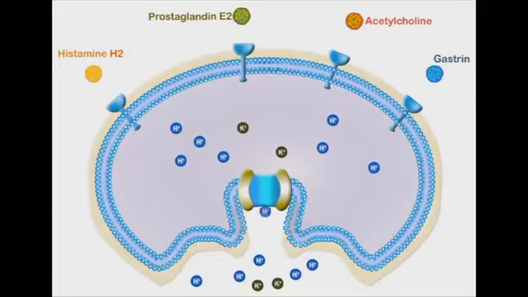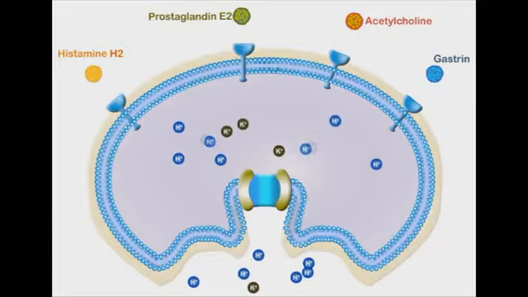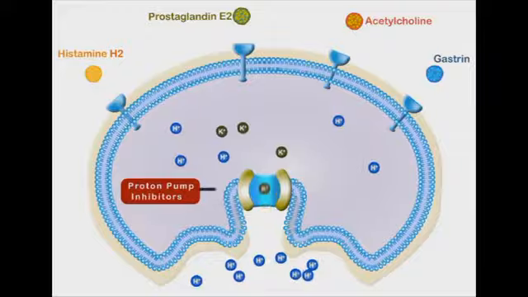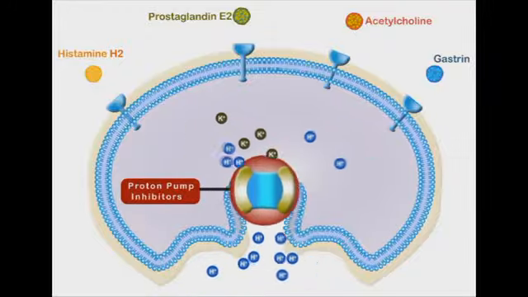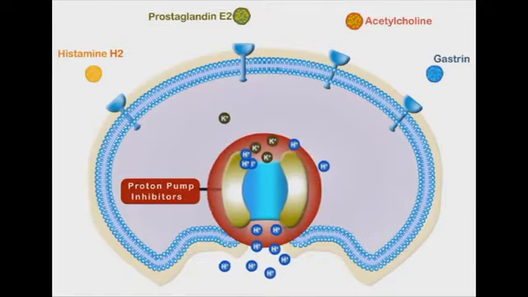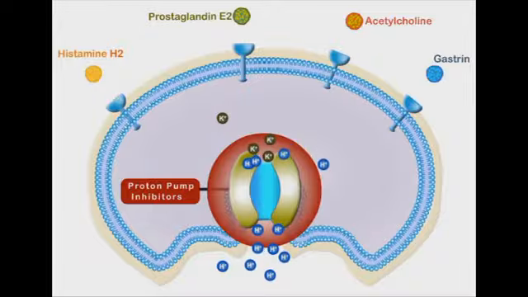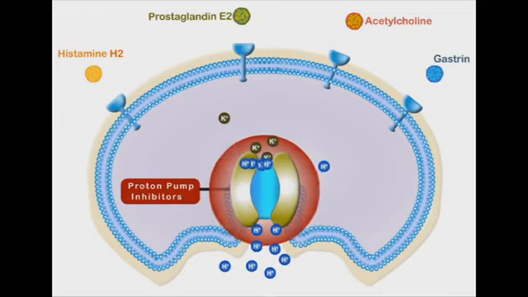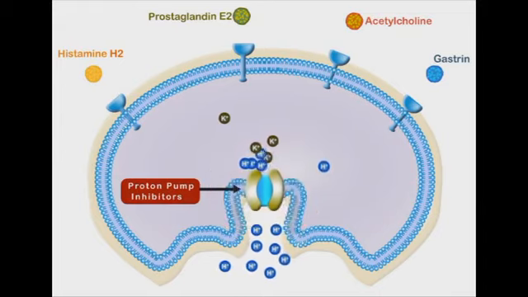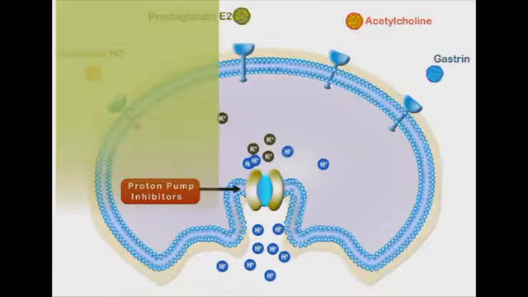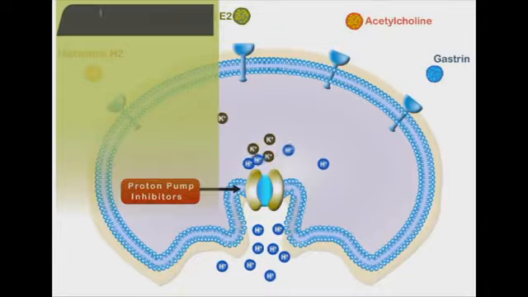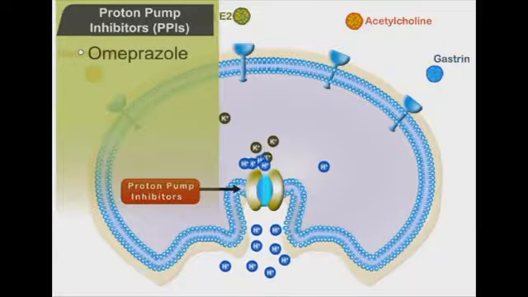Logically, direct closure of proton pumps will significantly decrease the gastric acid secretion. In fact, proton pump inhibitors group is the most effective suppressor of gastric acid secretion. Proton pump inhibitors include Omeprazole and Esomeprazole.